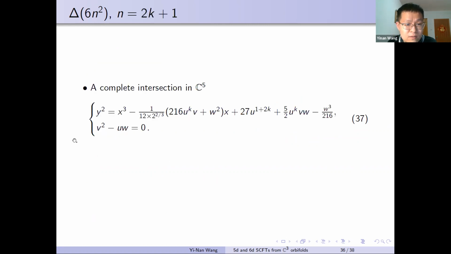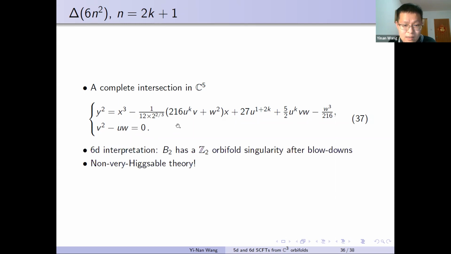And finally, in this talk I also show an example, the Delta 6n squared. Here n is an odd number. In this case, the singularity is a complete intersection in 5 complex variables with 2 equations. And as you can see in this form, the first equation also takes the form of a Weierstrass model. So it's a cubic equation in x and y.